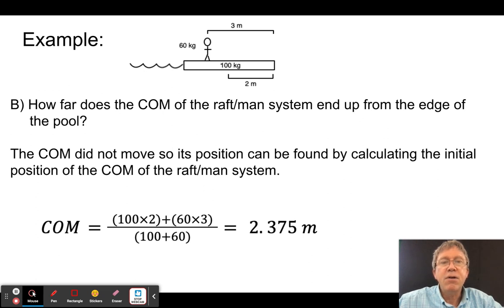Now, how far does the center of mass of the system end up from the edge of the pool? Well, it didn't move. So we just need to figure out where the center of mass of the system is. So here's the edge of the pool. The raft is 100 kilograms and its center is 2 meters away, so 100 times 2. The man is 60 kilograms and his center is 3 meters away. And so when I solve that, I'll get 2.375 meters. So that's where the center of mass of this man-raft system is. And that's where it's going to stay unless some external force acts on the system, which in this case it doesn't.